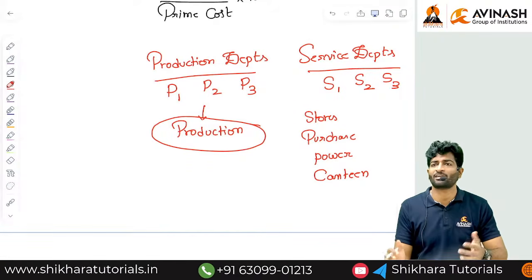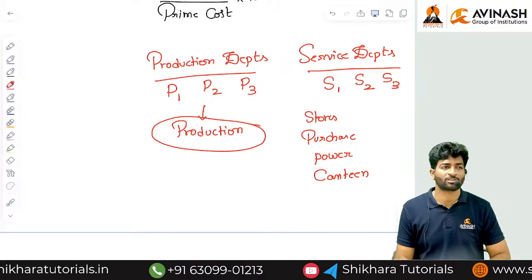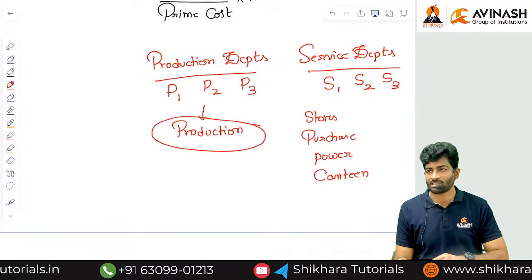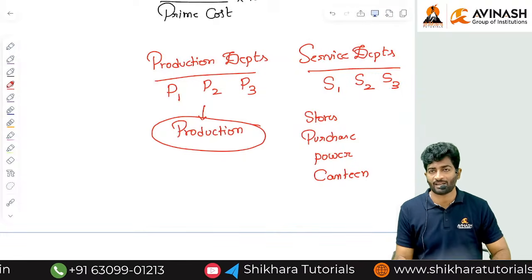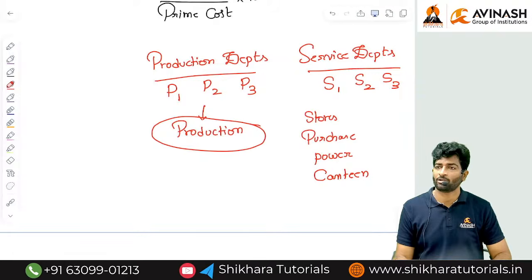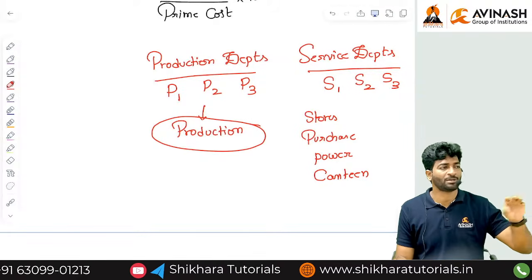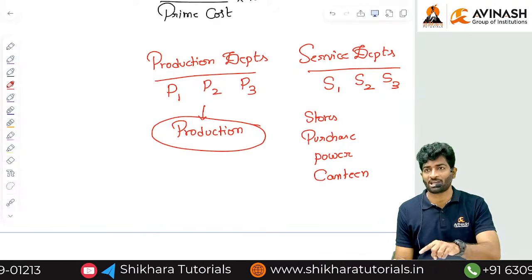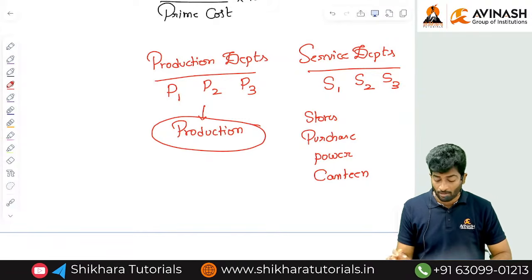Why? Because I'm not undergoing production. Who is undergoing production? Production department. Even though in my department I have expenses, there is no possibility of recovering, getting back my expenses, right? So what I'm going to do, I'm going to redistribute my expenses to production departments again, because those are the departments who are undergoing production. There is a possibility of recovering, getting it back. Is it clear? Right? Okay.